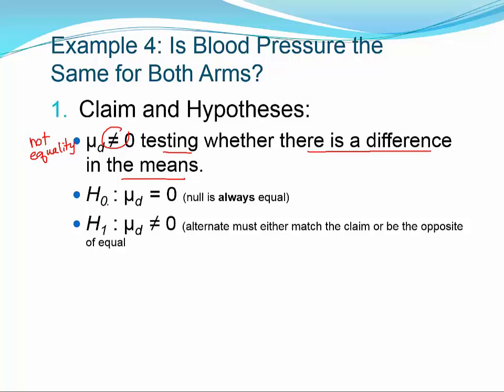The null hypothesis is always equal, so the mean of the differences is 0. And then the alternate is going to be matching the claim. The mean of the differences is not equal to 0.